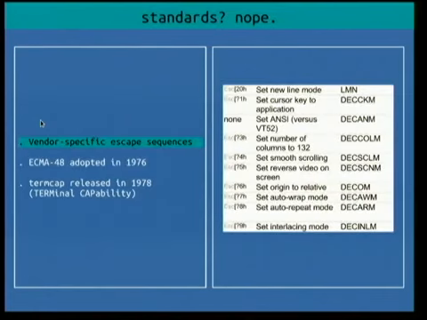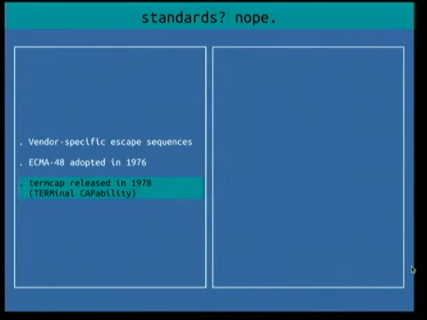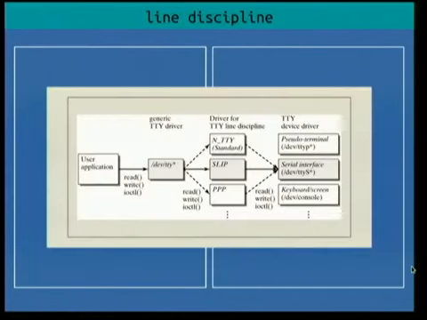So there were no standards. Pretty much every vendor that came out with a terminal had its own set of escape sequences. This is from the VT100. ECMA 48 came out in 1976 and tried to standardize that. 108 pages of very readable codes and explanations. And on top of that, TermCap came out in 1978. I don't have a picture of that. But it basically was a precursor to terminfo, and it allowed a program to say, what can I do with you, terminal? And here's a line discipline, picture of it.